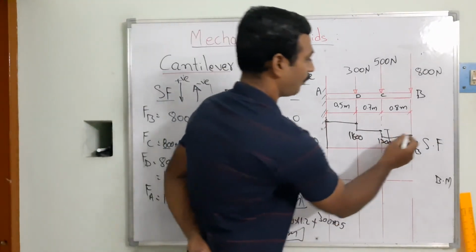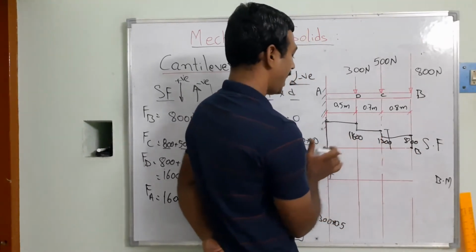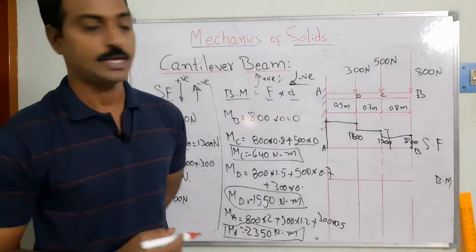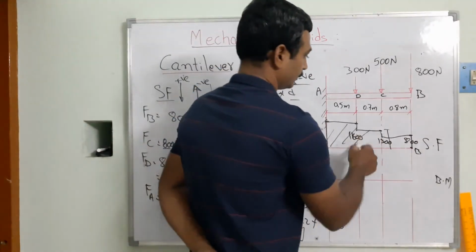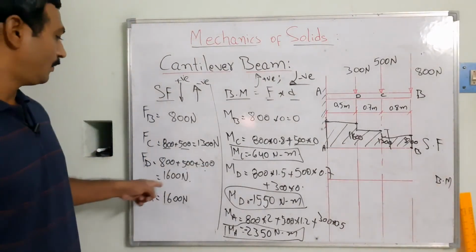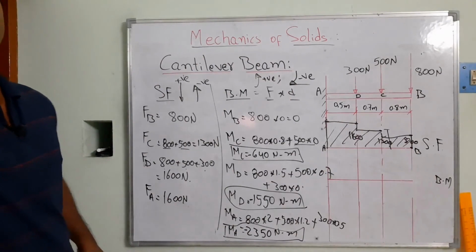So here at the point B, 800, 1300 at C, 1600 at D, and at A also we are getting the same value of 1600. So we got it here. So this is going to be your shear force diagram. And similarly, we are going to take the bending moment diagram. So how could you draw that part?